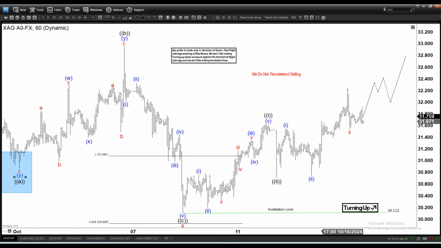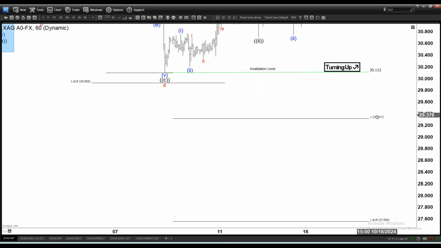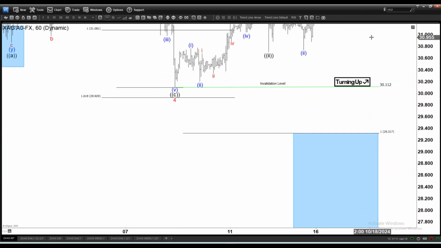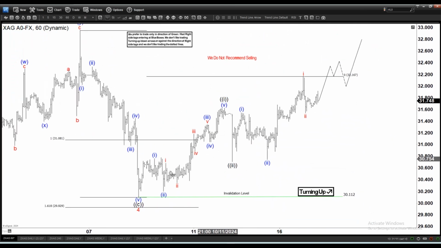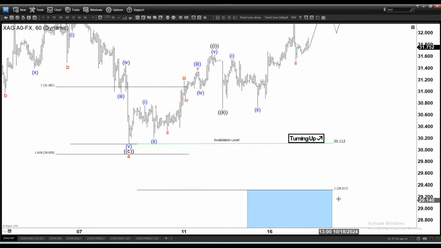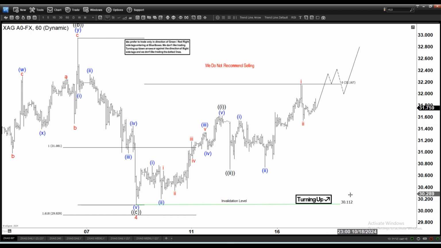Suppose for whatever reason it breaks down, then the extreme area can be measured this way. This is going to be your A leg, and this is your B leg, and you should be able to find further support at this area, 29.3 and 27.5. But honestly, if I have to say the probability, I think this is more probable than the double correction going back to 29.3. So as long as we stay above $30, I think we can see more upside.